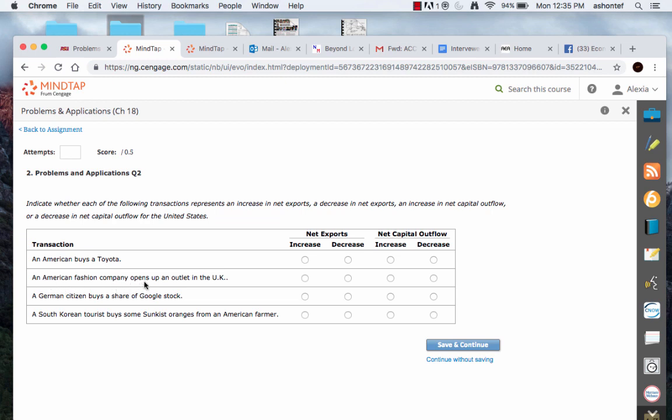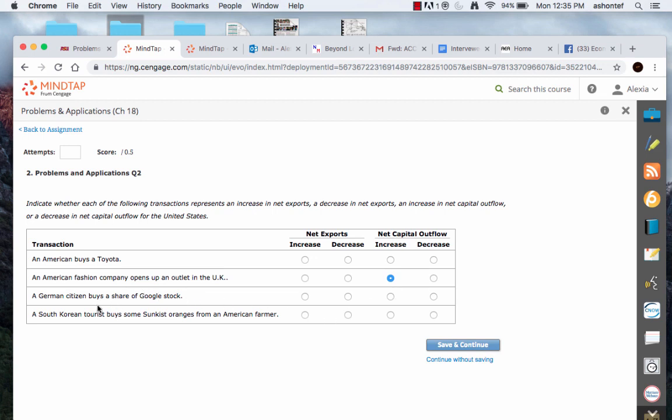An American fashion company opens up an outlet in the UK. Okay, that's an asset. It's a fashion company, an American fashion company opening up an outlet in the UK. So that is going to be an asset, and I'm going to tell you that's going to be an increase in the net capital outflow.